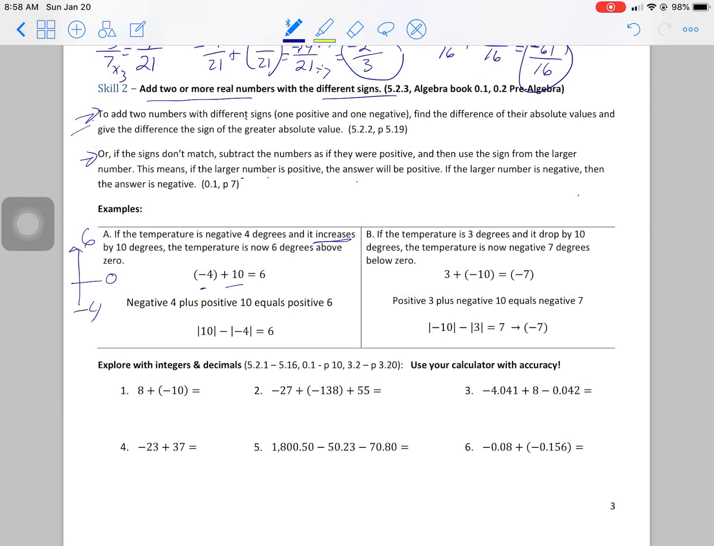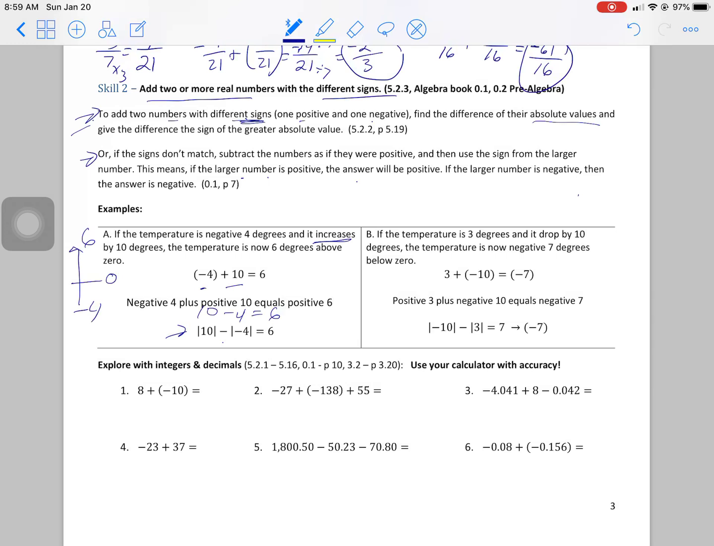So let's try to follow the directions. It says to add two numbers with different signs, positive and negative, find the difference of their absolute values. So that's this one here. So a positive 10 minus 4, the absolute value is 6. Put this in your calculator. Negative 4 plus 10 is 6. It's very wordy, but I don't think it's that hard to do. Especially that's what your calculator is for.